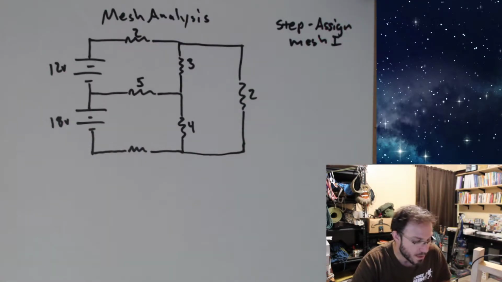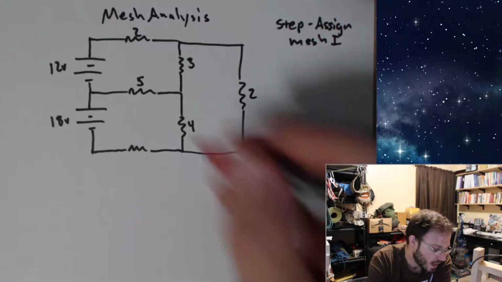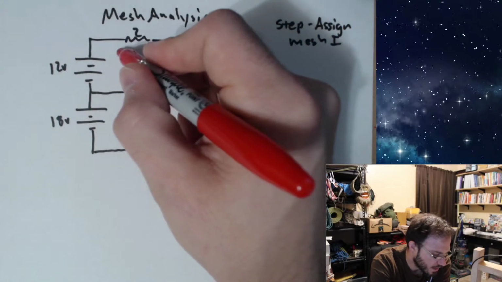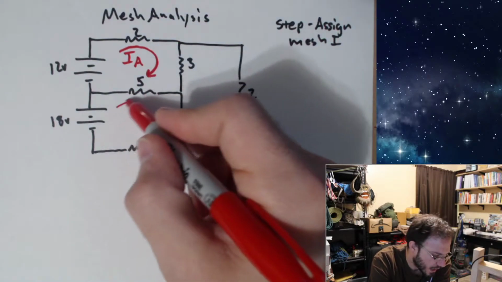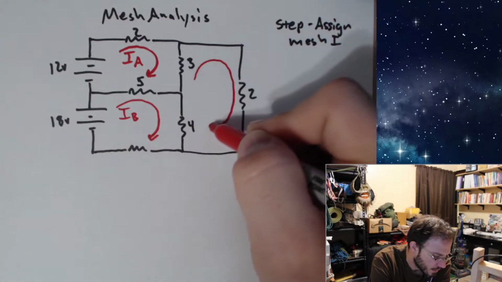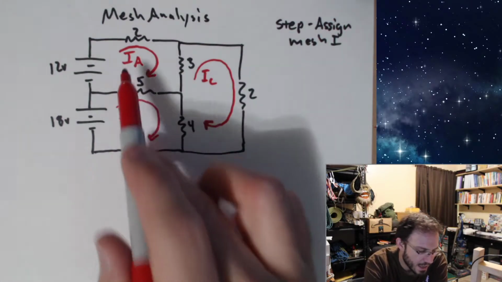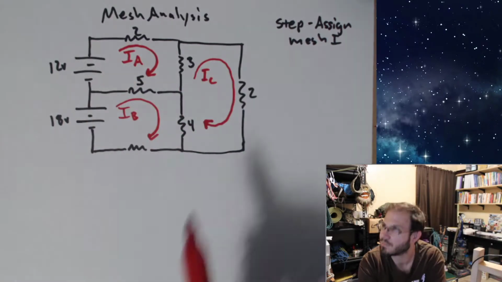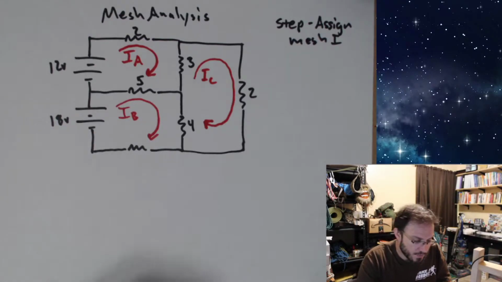I'm going to arbitrarily pick them to just go in a clockwise fashion for each one of them. I'm not going to think too hard about this. There's no benefit to writing them to go in opposite ways or anything, and it doesn't matter. So I'm just going to do IA. I'm going to do IB. And I'll do IC. And you can see here that 2 of our mesh currents, IA and IB, have a voltage source involved in their loop. However, IC does not. Either way, we're going to end up with 3 equations. So that takes care of step 1.